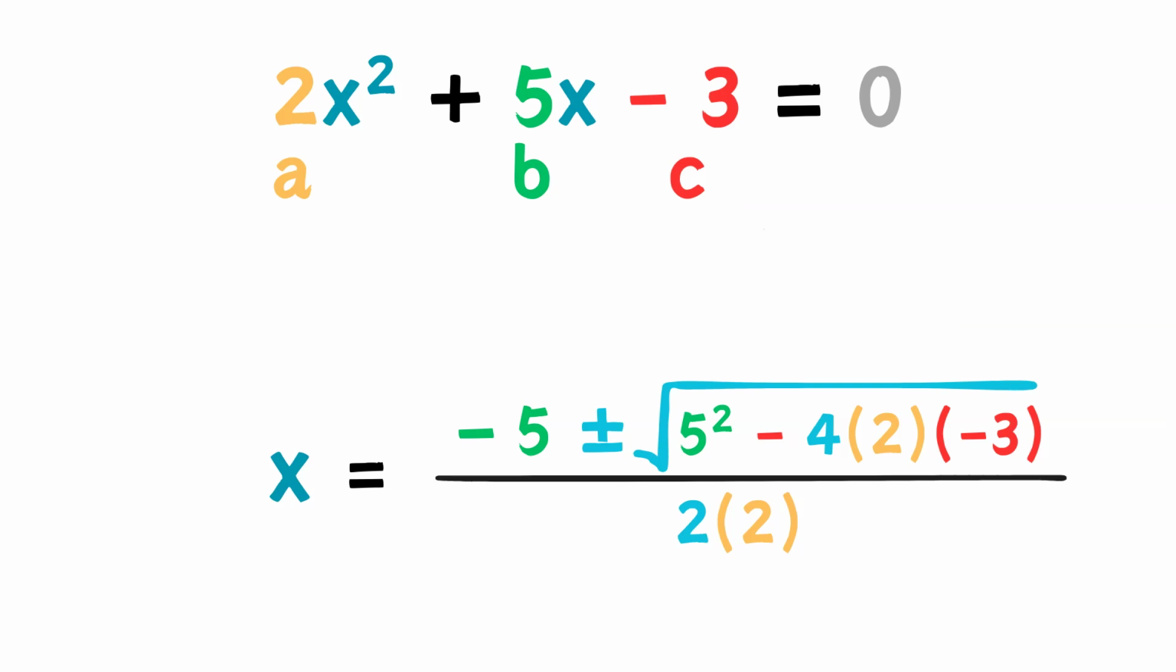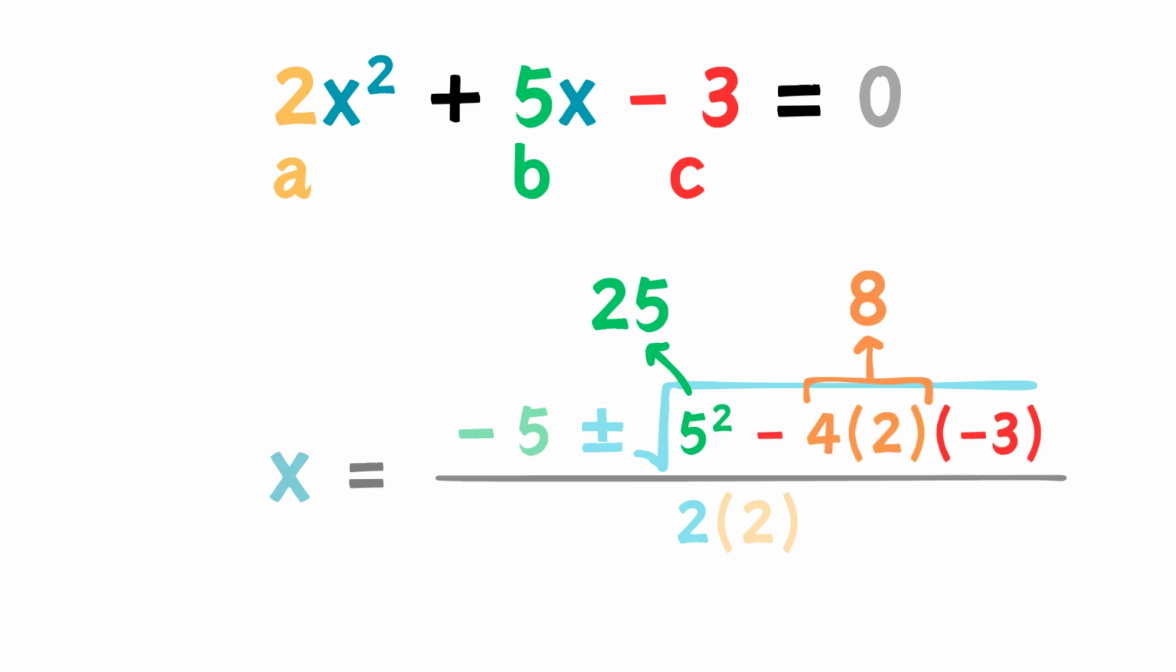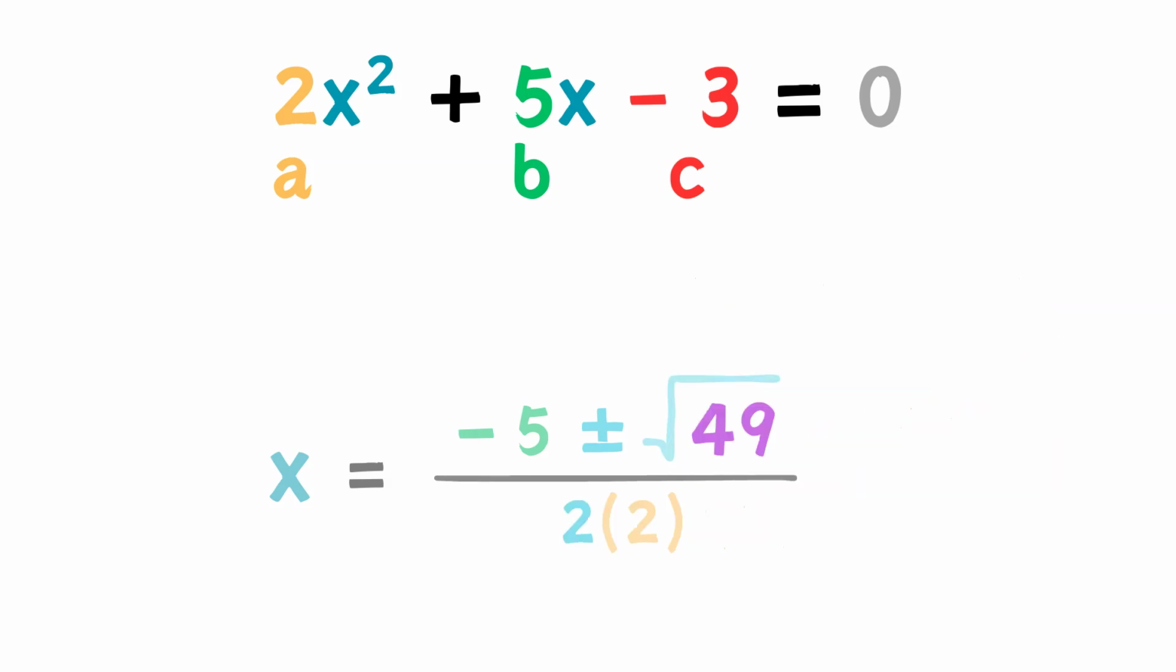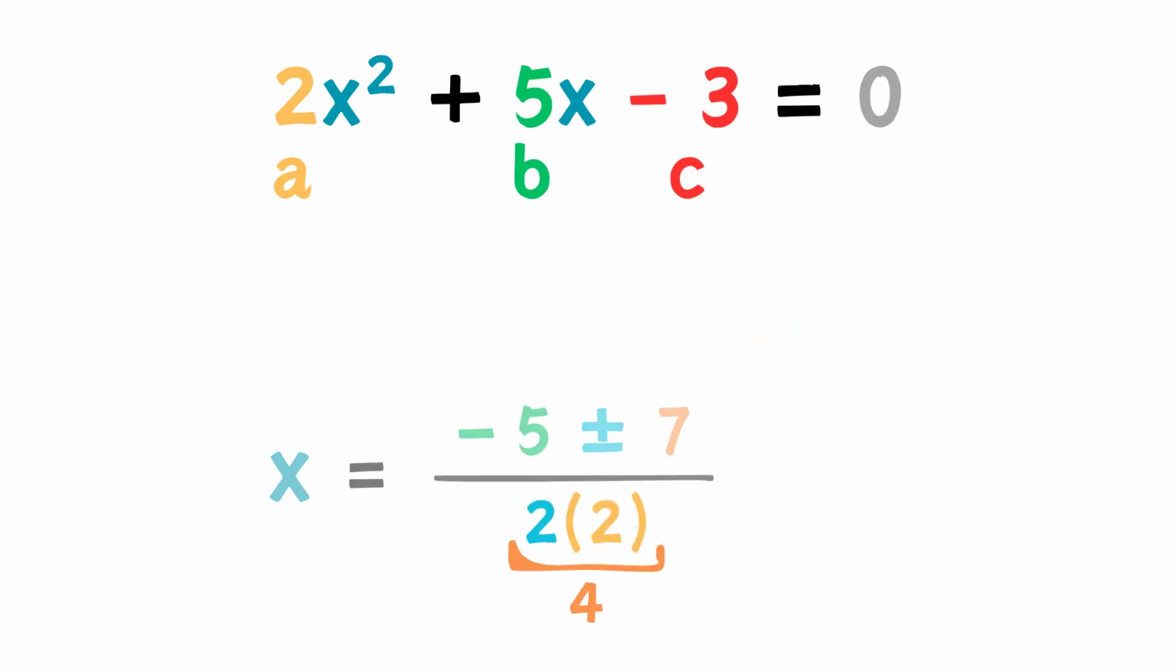And let's first simplify the discriminant. 5 squared is 25, and next, multiplying, 4 times 2 is 8, times negative 3 is negative 24. Minus negative 24 is the same as adding 24, so the discriminant is 25 plus 24, and this is 49. And since we're taking the square root, we know the square root of 49 is just 7. And the denominator, 2 times 2, is 4. So x equals negative 5 plus or minus 7 over 4.